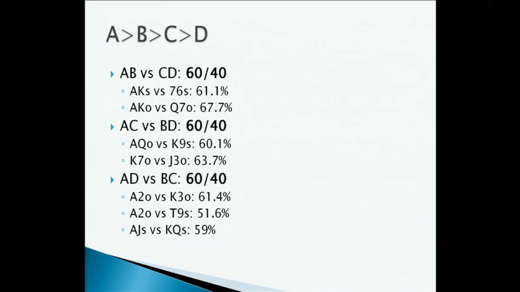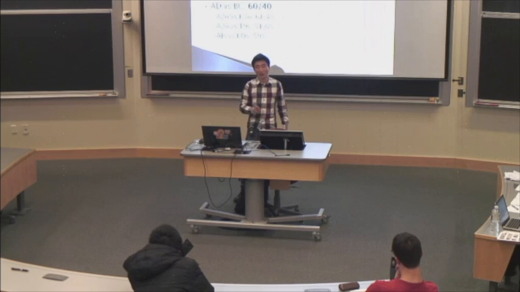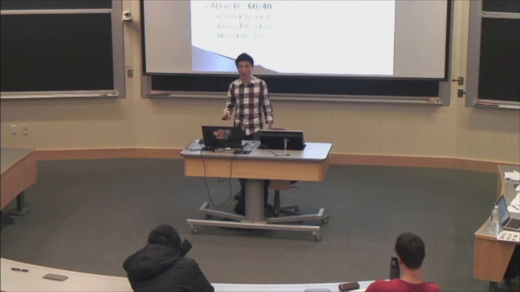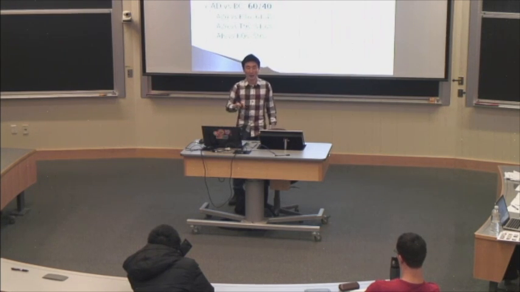AC versus BD, it's about 60 versus 40. AD versus BC, it can be as low as 50-50. So ace 2 off against 10-9 suited is only 51.6%. So that's sort of the worst case for AD versus BC. Okay, so you can look through those numbers more on the slides, and you can also get it yourself on PokerStove or a lot of websites. You can compute the equities of a hand versus another, but it's good to have some rough ideas of these categories. When is it an 80-20?